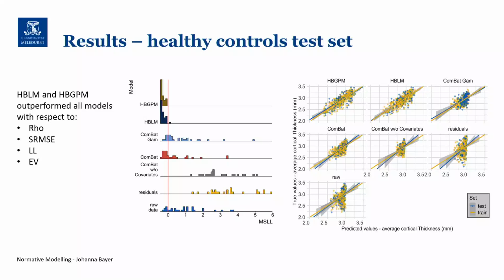Another interesting result that we found is if you just plot the predicted values that you get from the models against the true values on the y-axis, what you see is that for my hierarchical Bayesian models, the dots lie nicely on one line, whereas for all the other methods, you find that there's quite a shrinkage in variance. So the models take out a lot of meaningful variance. That's how we interpret that.